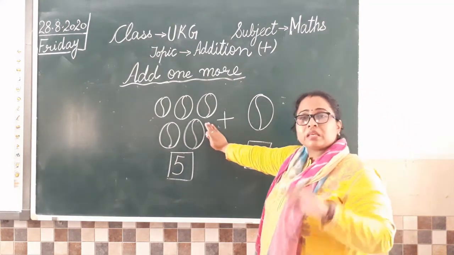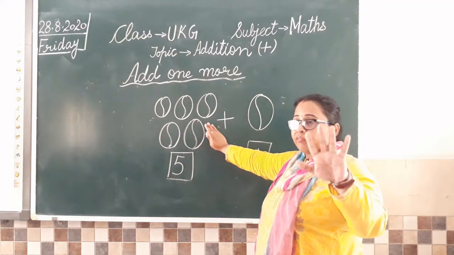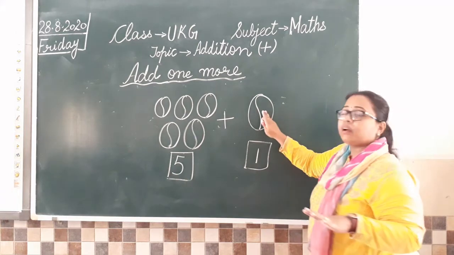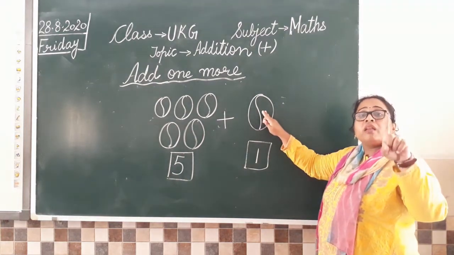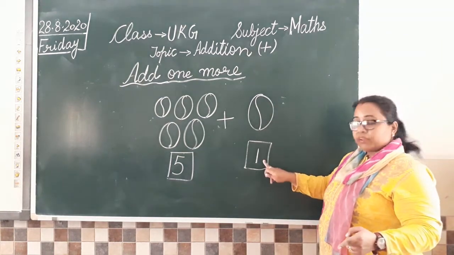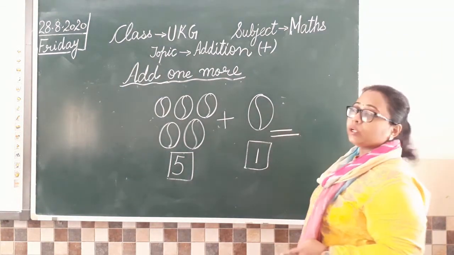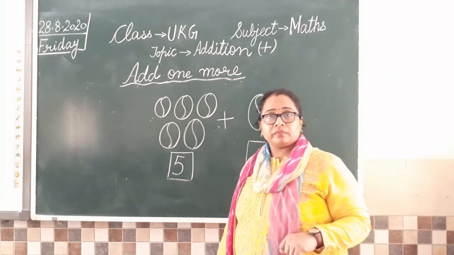पहले से मेरे पास थी 5 balls. How many balls did I have? 5. फिर हमने क्या किया? We have added one more. एक और ऐड कर दिया. We have added that. Now you tell me how many total balls we have.